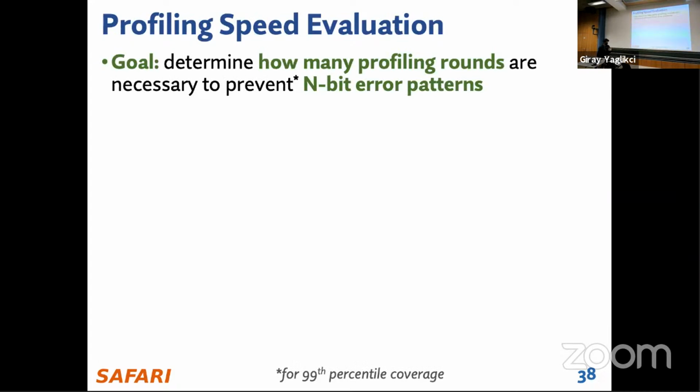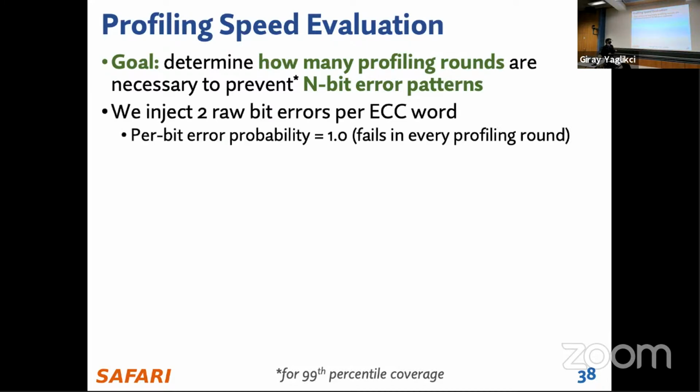And so the next I want to show is the profiling speed evaluation. Here we're again dealing with the direct errors. But the goal in this analysis is to look at how many profiling rounds are necessary to prevent n-bit error patterns from occurring, right? Sorry, I think I misspoke earlier. At this point, we're ignoring the distinction between direct and indirect errors, right? We're just concerned with n-bit error patterns that could theoretically occur. And the reason we want to look at this is because that's what the secondary ECC needs to protect against, right? If an n-bit error pattern is possible, then secondary ECC needs to have at least n-bit error correction.